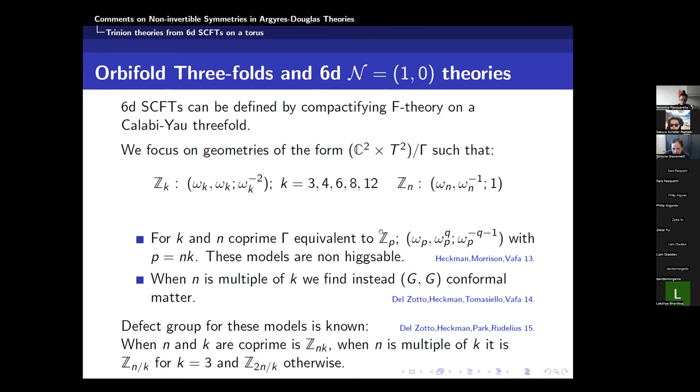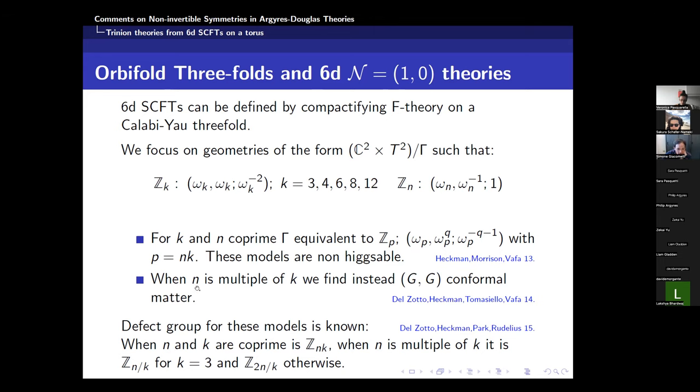This description is more convenient because it makes direct contact with the work by Heckman, Morrison, and Vafa, where they argue that all these models correspond to non-Higgsable theories in 6D. So these are theories without a Higgs branch expansion. These are characterized by the intersection numbers of curves in the base of the Calabi-Yau, and these are encoded by these two numbers P and Q according to a continued fraction. The details will not be important for this talk.